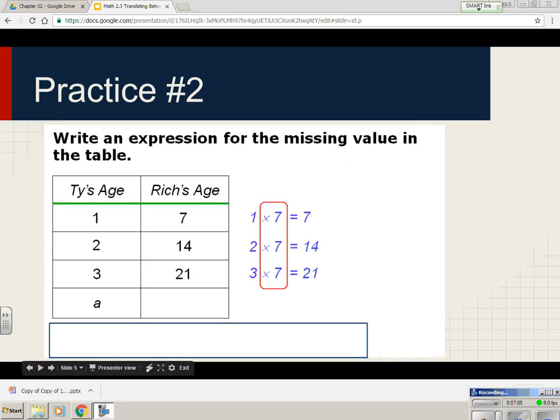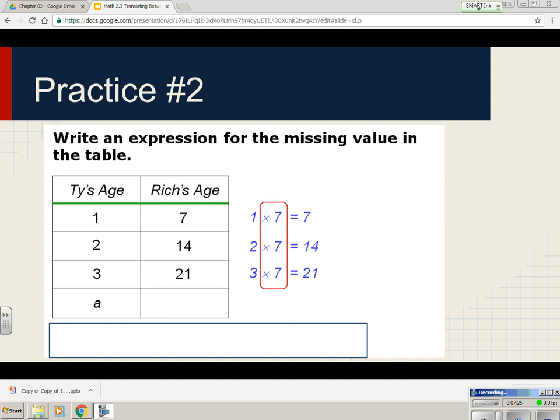All right, here's another one, if we were looking at different ages. Let's say we're looking at Ty's age and Rich's age. And we're given Ty's age as 1. That would make Rich 7. Ty is 2, Rich would be 14. When Ty's 3, Rich is 21. So someone's aging a lot faster than the other.